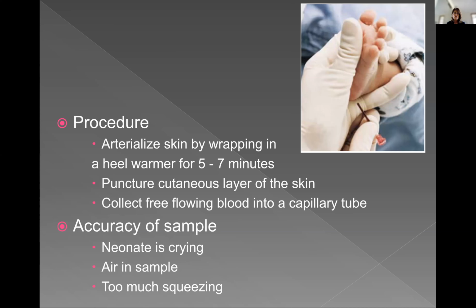Right, then on the procedure, it says arterialize the skin by wrapping in a heel warmer for 5 to 7 minutes. So if you have the area warm, you're going to have more arterial blood flow to the area, and it's going to give you a more accurate sample. It says to puncture the cutaneous layer of the skin. So we spoke about where you would puncture. And then it says collect free flowing blood into a capillary tube. So to get the blood to flow freely, you have to squeeze the heel.